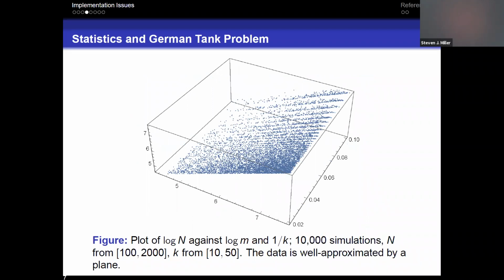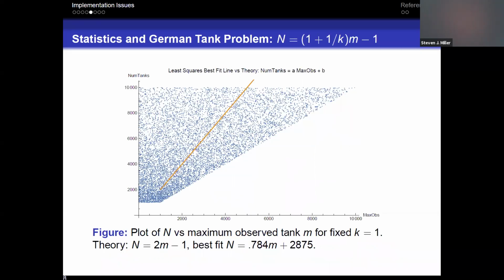If we use logarithms, we can plot the log of N against the log of m and 1 over k. Remember, we have the factor the log of 1 plus 1 over k. If k is large, the log of 1 plus 1 over k is approximately 1 over k. And we get what looks like a really good plane. This is the generalization of the best fit line, the best fit plane. The data fits very nicely there. But this is a little bit hard visually to see and understand what this is. So a whole industry exists on how to present data in a clear, meaningful way.